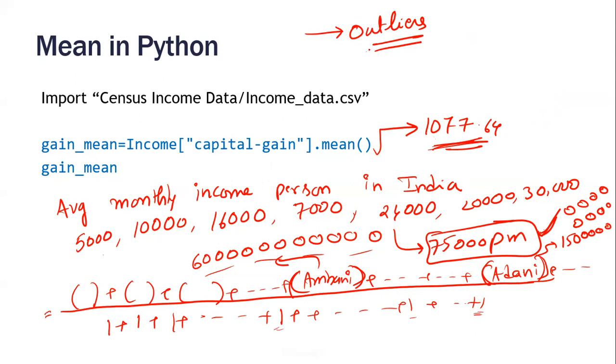If there are outliers present in the data, mean is not the true center. Mean will be influenced by the outlier. Mean will be pulled by the outliers. Mean is going to give you a wrong indication. It is not the true center anymore.